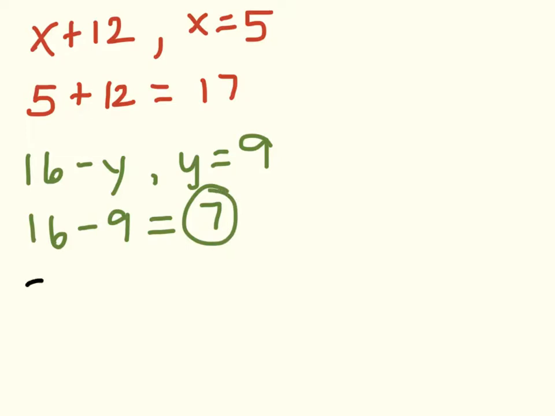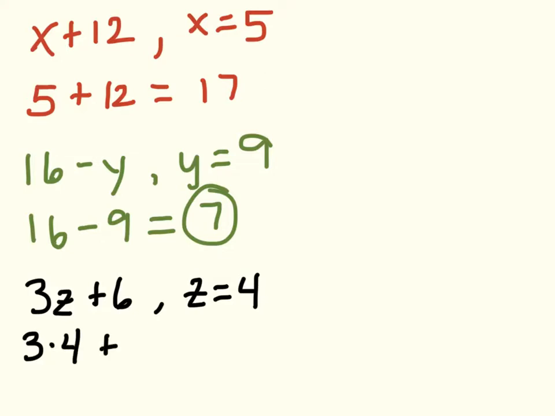Let's evaluate 3Z plus 6 when Z equals 4. Once again, we simply substitute. Remember, 3Z means 3 times Z, so we're going to write times 4 here. And then don't forget to follow your rules of PEMDAS. You will multiply first and then add. So 3 times 4 equals 12, plus 6 equals 18.